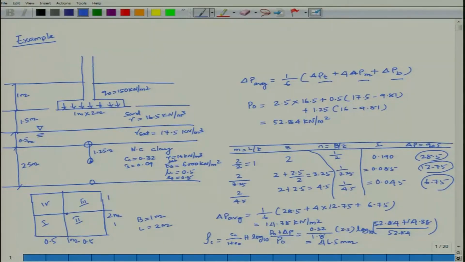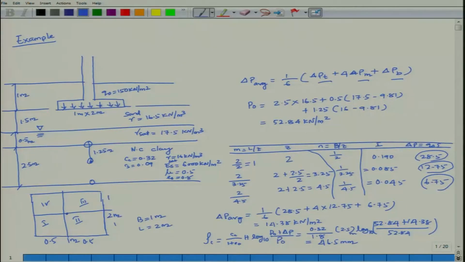Then based on the M and N you find I and Z, then find delta P, then from there you calculate delta P average, then find the consolidation settlement Cc by 1 plus E0 H log 10 of (P0 plus delta P) by P0. H is 2.5 meter total height, Cc is 0.32, E0 is 0.8 and it is 1.8. So it is coming out to be 46.5 mm.